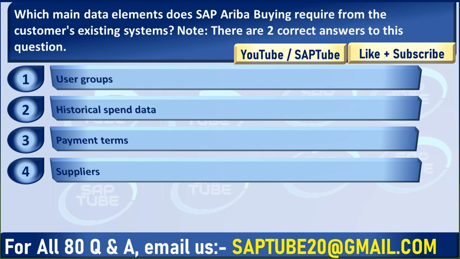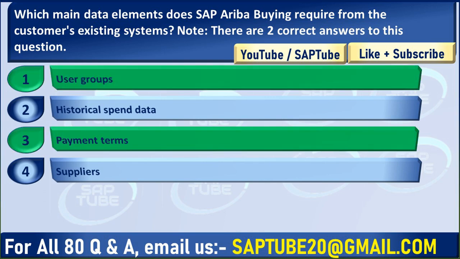Next question is: which main data elements does SAP Ariba buying require from the customer's existing systems? Note, there are two correct answers to this question. Options are: user groups, historical spend data, payment terms, suppliers. Correct answers are: user groups, payment terms.